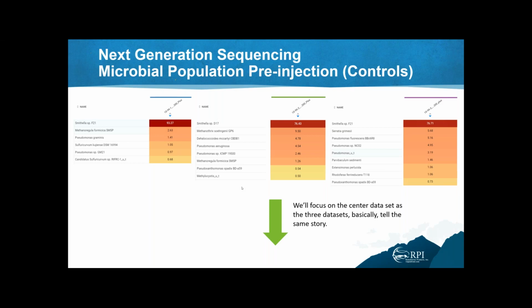We could go through a lot of these others, but I'm still thinking about all of this data and how I want to put it together and present it, so I'm not quite ready for that. But if you look in the middle column, I'll just walk through that: you see Smithella, you see Methanothrix soehngenii, Dehalococcoides mccartyi, which is kind of surprising, right?